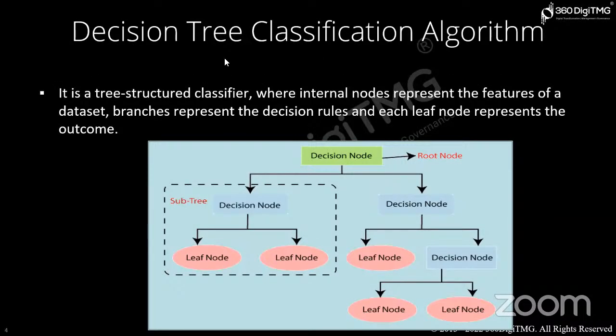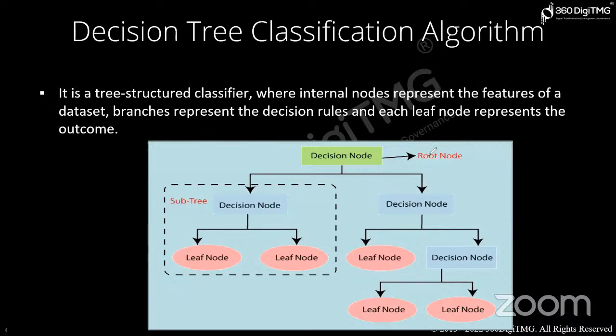So decision tree, as we know, is a tree structure classifier where internal nodes represent the features of a dataset, branches represent the decision rules, and each leaf represents the outcome. There are a few terminologies that you should be aware of when you are dealing with your decision tree.